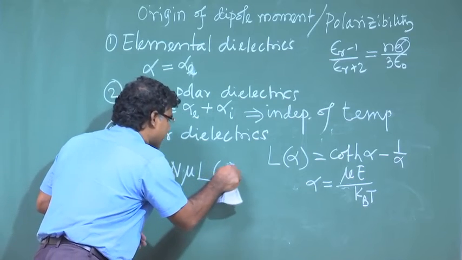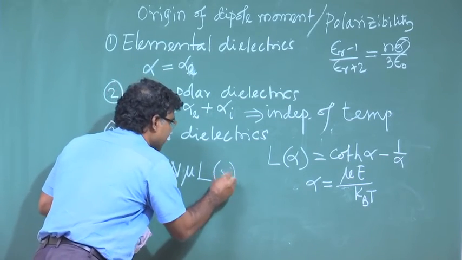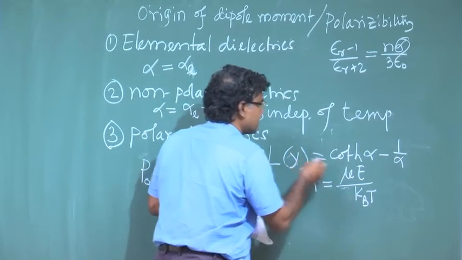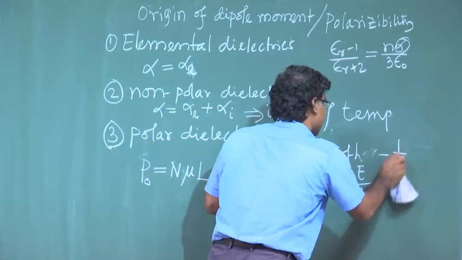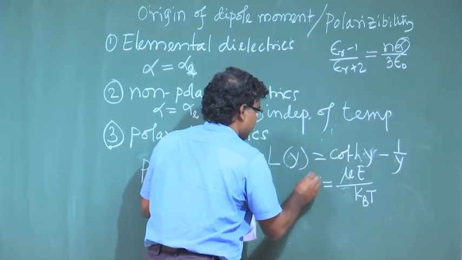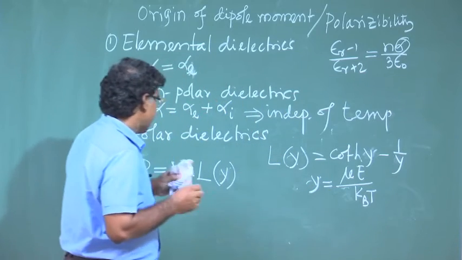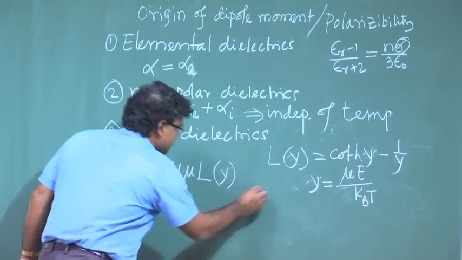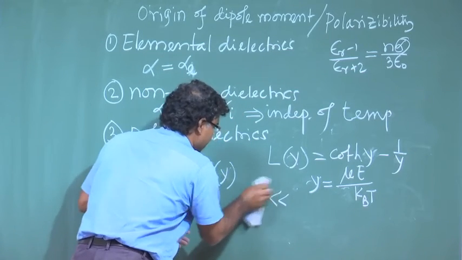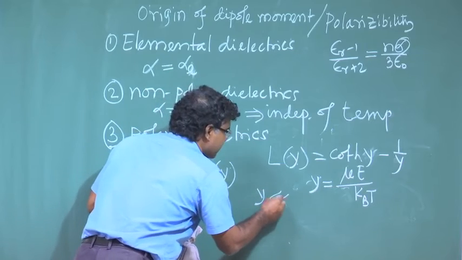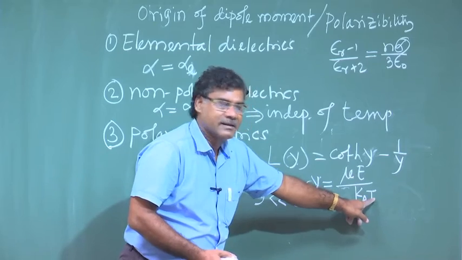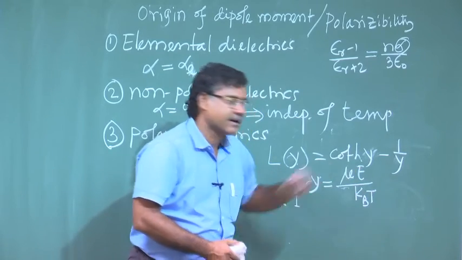So, let me write here just y. In place of alpha, let me write y, the Lagrangian function y. And for when y is very much less than 1, that means higher temperature T and lower electric field.